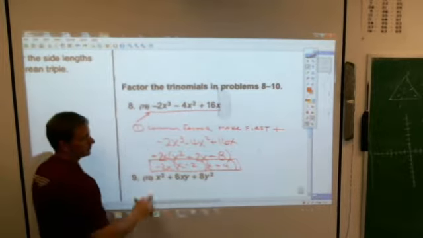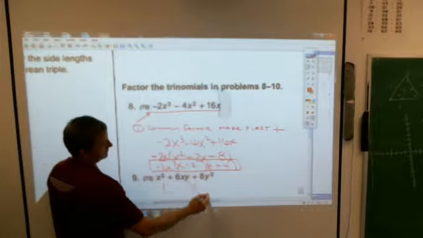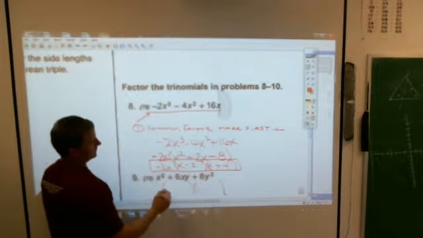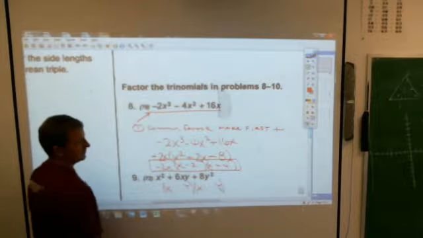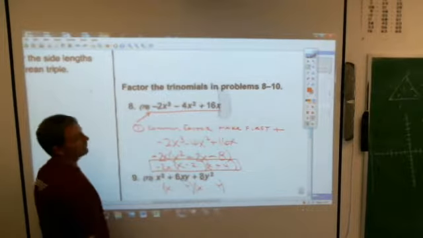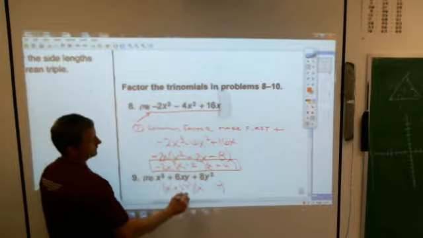Number 9 is just factoring a trinomial. And don't let this scare you, it just means that there's an x there and a y there. That'll get you what you need to know. What times what gives you 8 when added together gives you 6? By golly, a 4 and a 2.